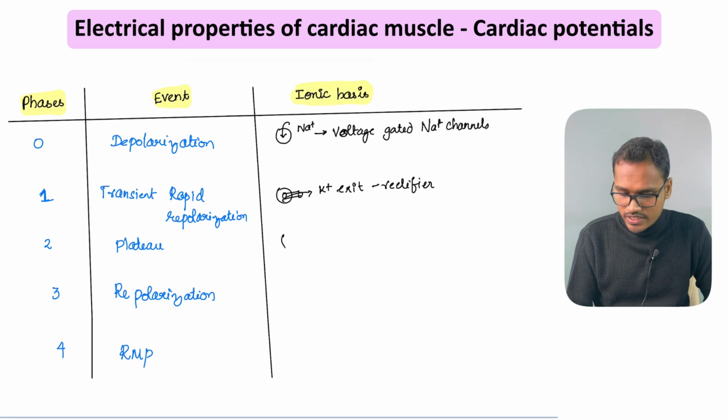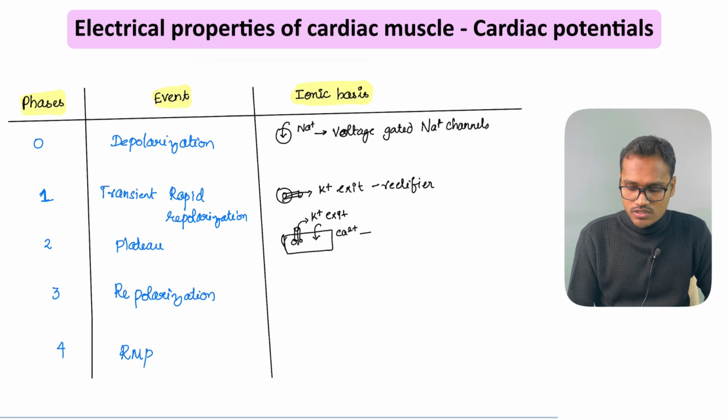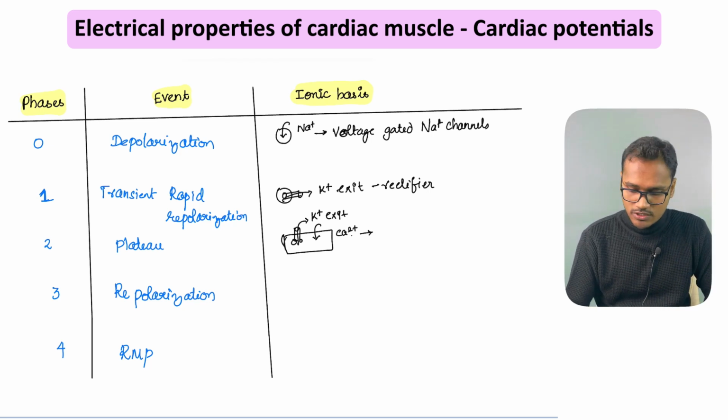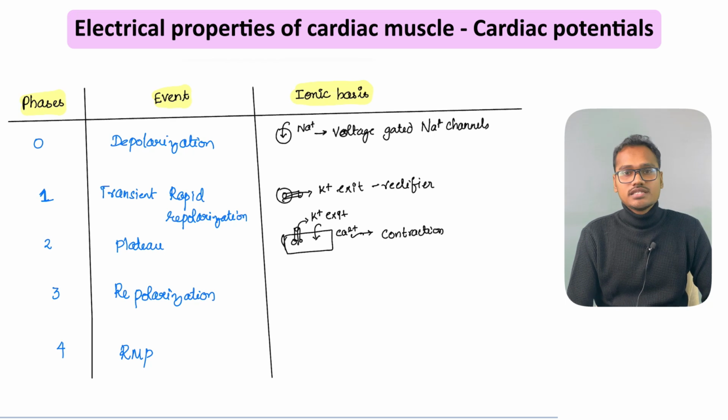In the plateau phase, I need some ions which are leaving. That is the potassium which was already leaving. So potassium exit is there, plus there is an entry of calcium. So this potassium exit and the entry of calcium is causing the plateau phase. And since the calcium is entering, this is the phase where the contraction of the cardiac muscle begins.